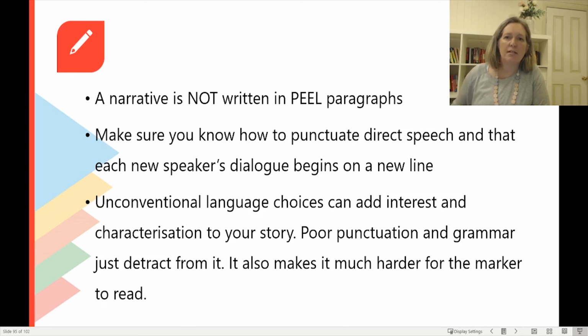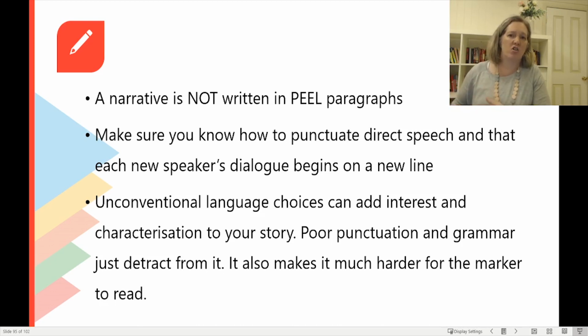Unconventional language choices can add interest and characterization, and that's great, but poor punctuation and grammar just detract from it. It also makes it much harder for the marker to read. And let's face it, the marker's going to be reading a lot of stories over this time. So you want to make their job as easy as you possibly can. The last thing you want to do is get your marker offside.